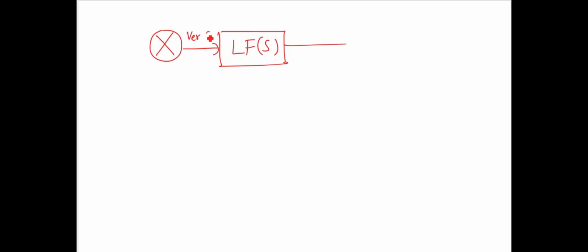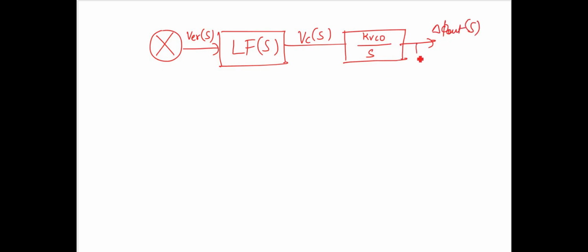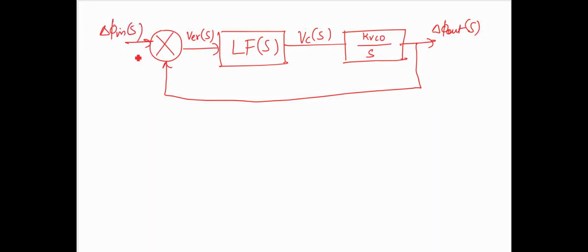So let's make the diagram again in the S domain. LFS, this is VLS, this is VCS, and this is del phi in. So this is your block diagram of the PLL in the S domain.